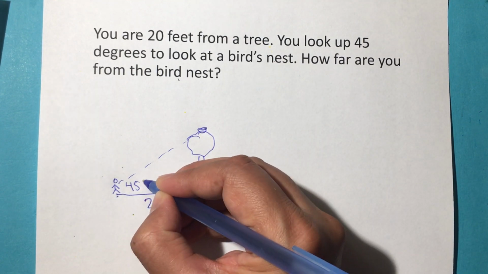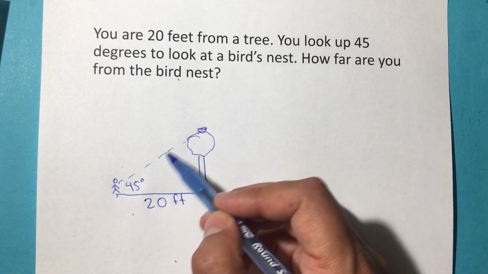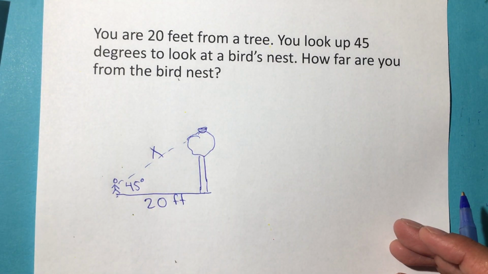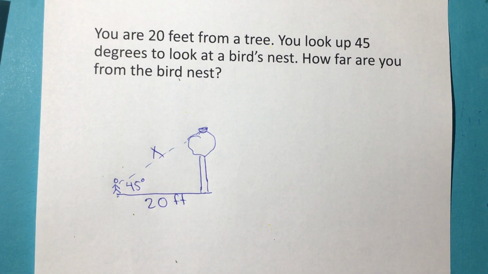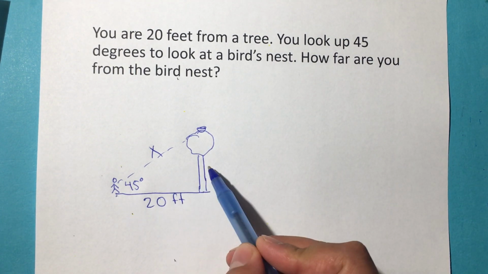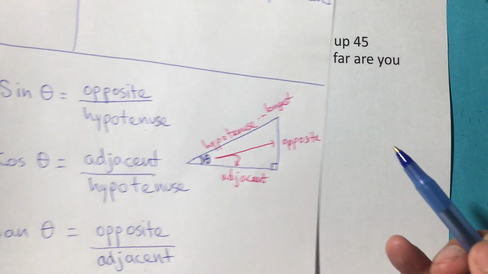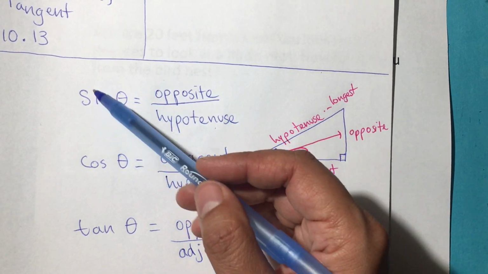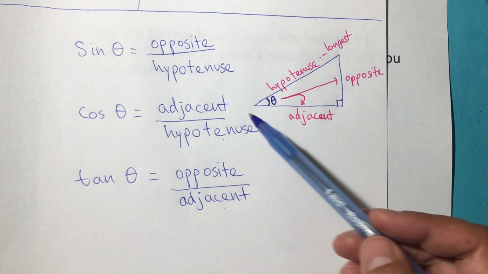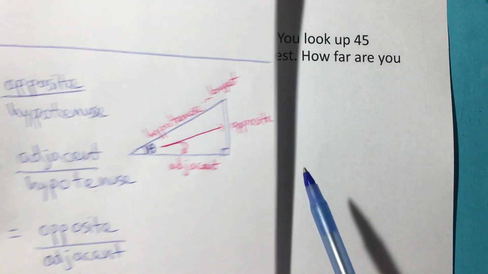So 45 degrees. And how far are you from the bird nest? Basically it's this distance that we're looking for. If we look at that, we don't have any variable or any measurement in here, which is the straight across, meaning the opposite. That means that we don't need to use anything with opposite. That means no sine. Tangent has the opposite, so it's not tangent either. That means that you're going to be using cosine of theta equals adjacent over hypotenuse.